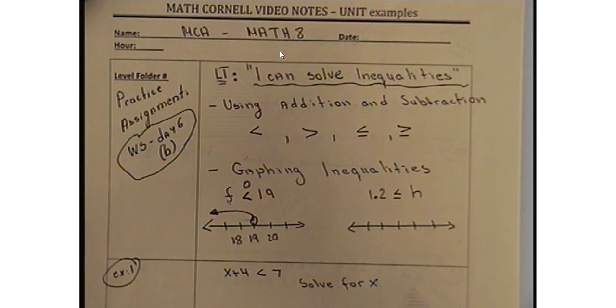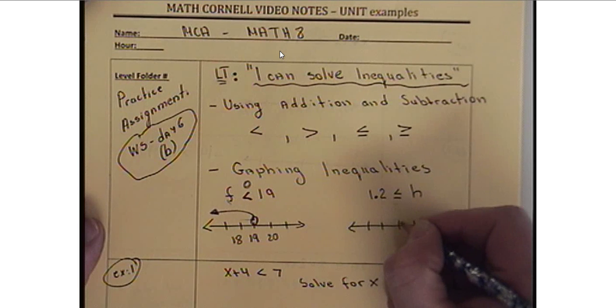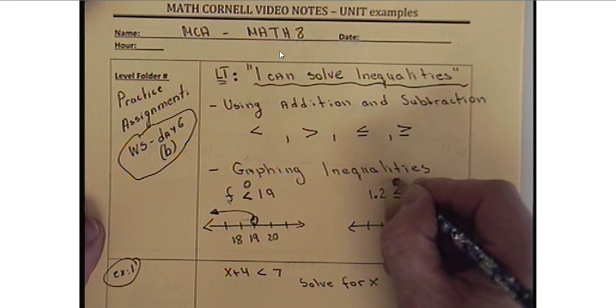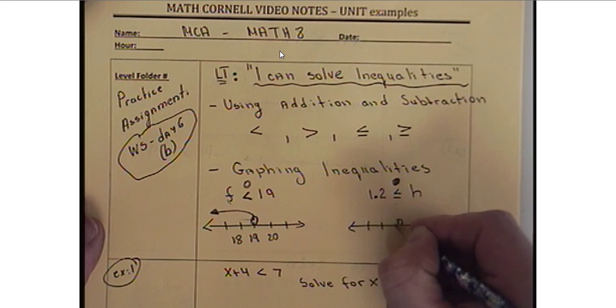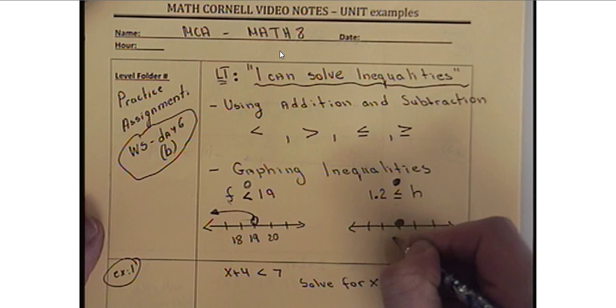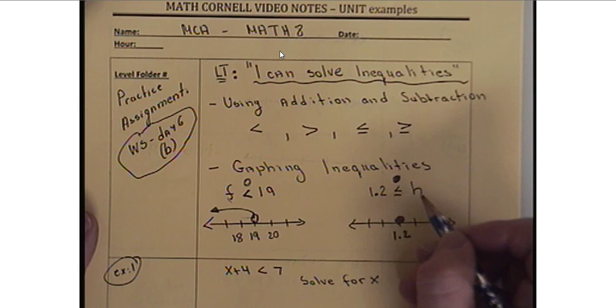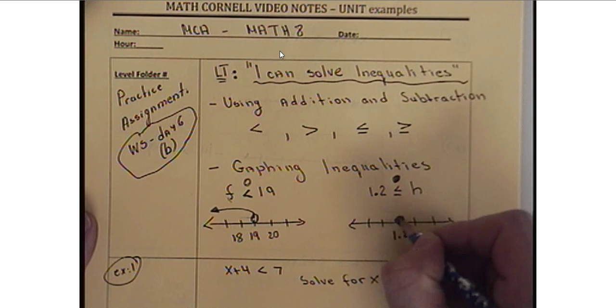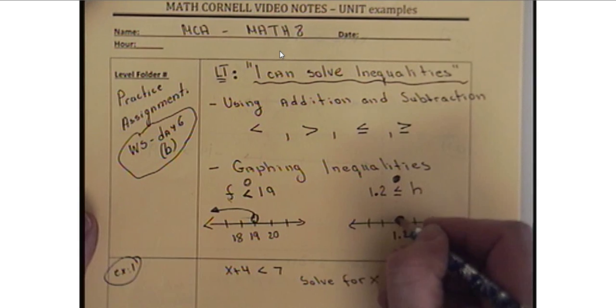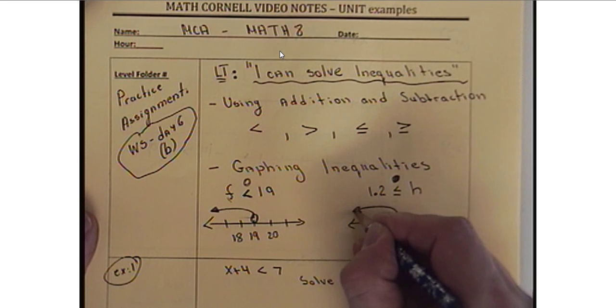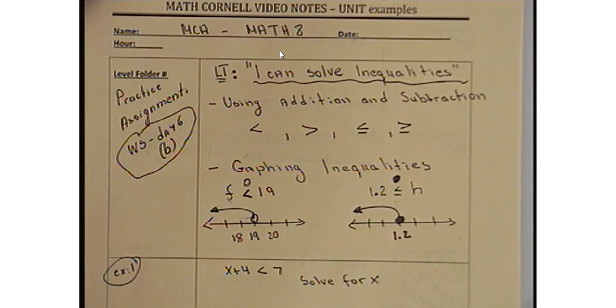This one, when we have 1.2 is less or equal h, that shows a closed circle. I'm gonna put the closed circle over here at 1.2. And it tells me that the h number will be equal to or greater than 1.2, which means again we're gonna go in this direction and my graph will be done.